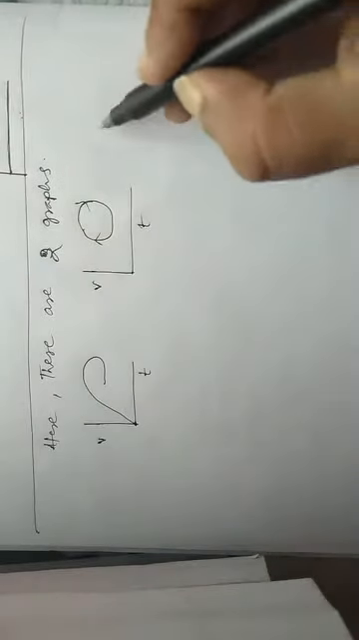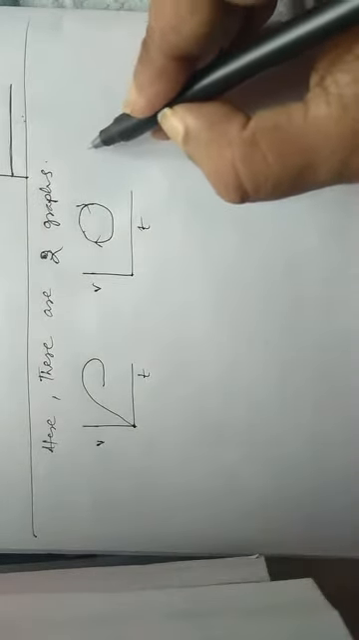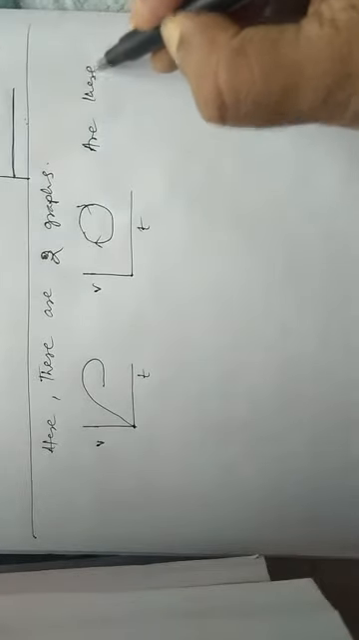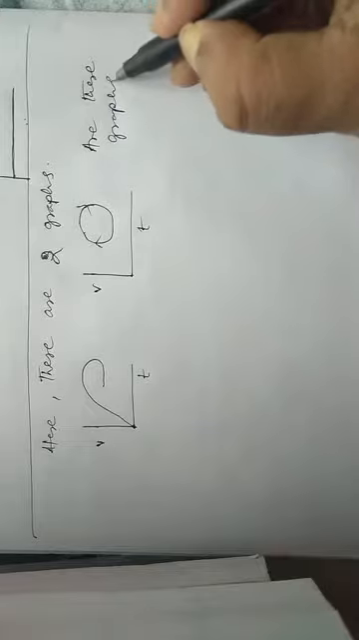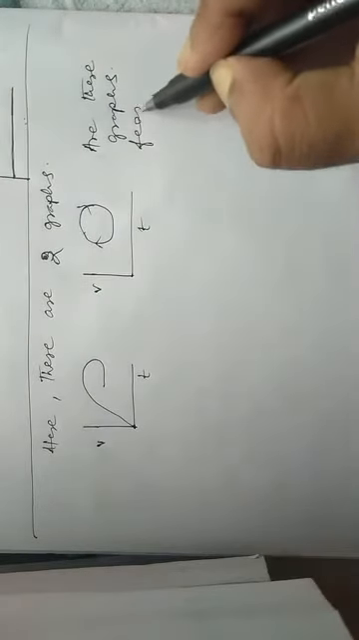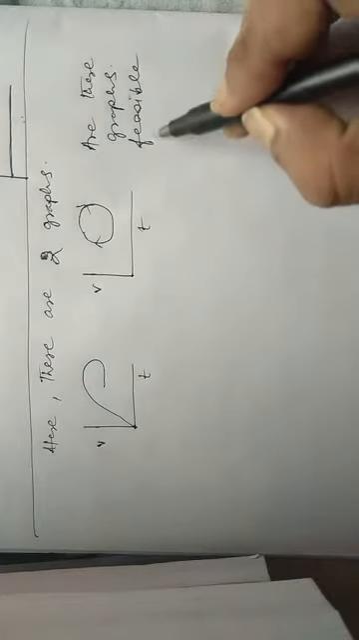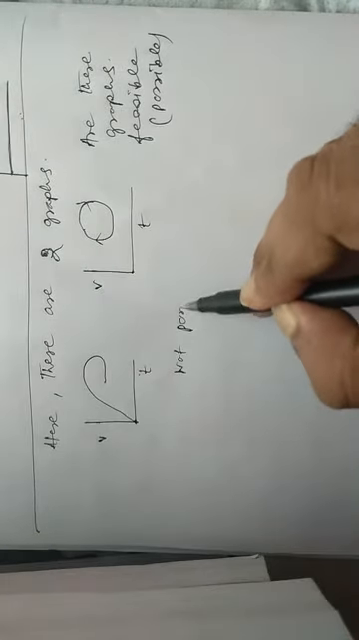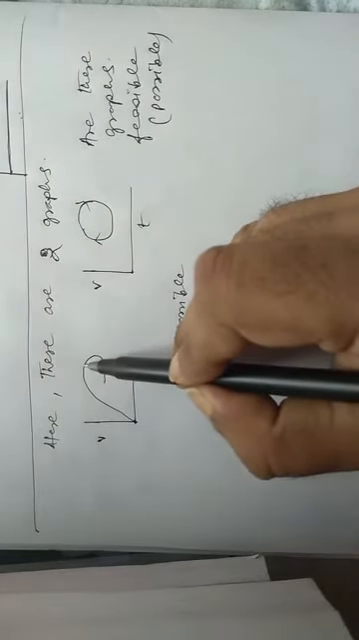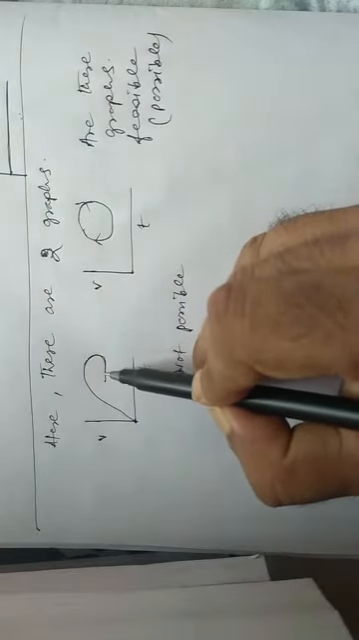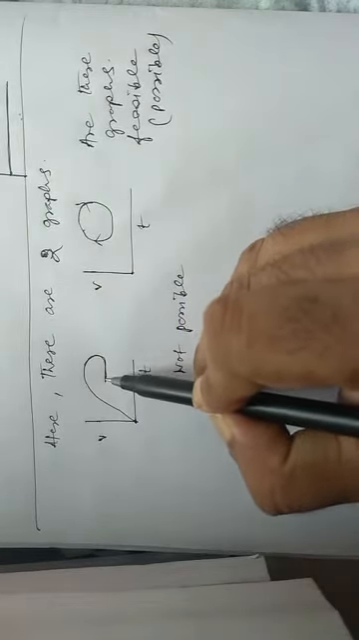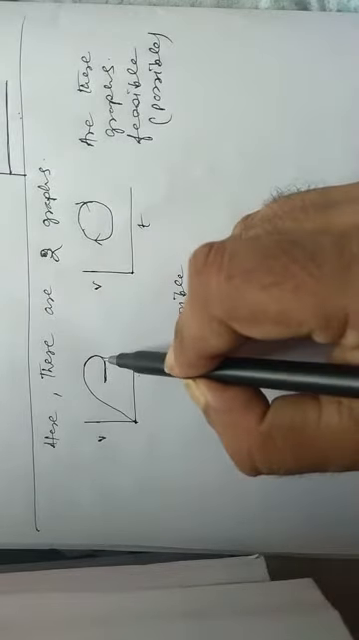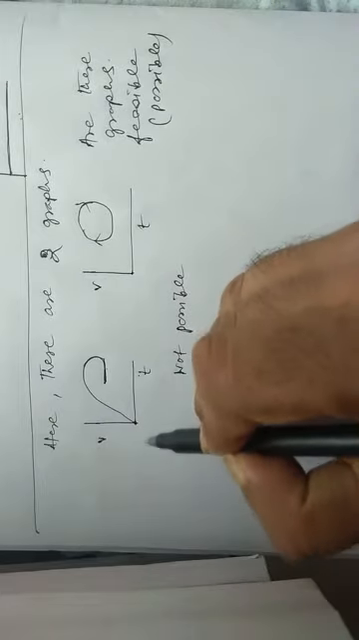Now, are these graphs feasible? That means possible or not. Are these graphs possible or not? These graphs are not possible because here we have drawn in such a fashion that the time axis is going in the negative direction. The time cannot go in the reverse direction.